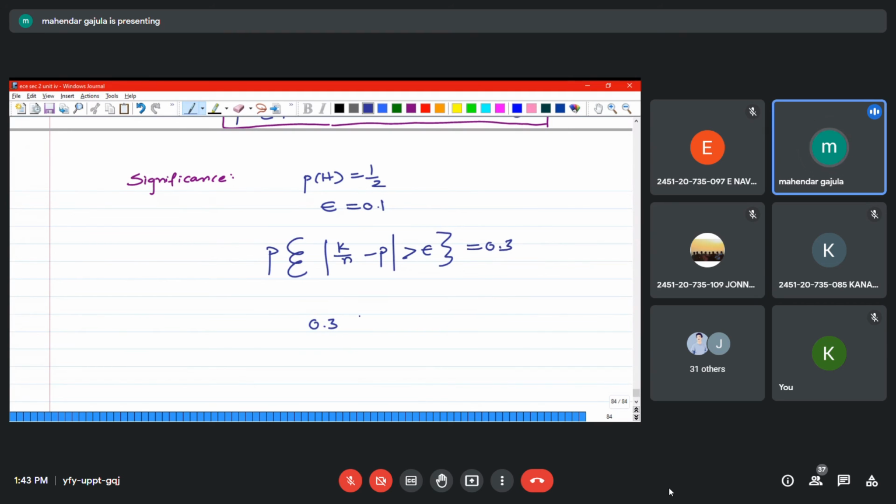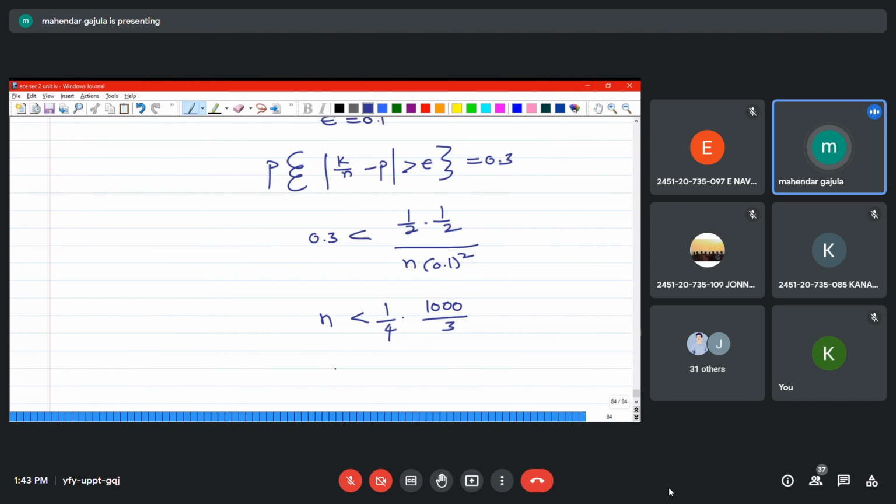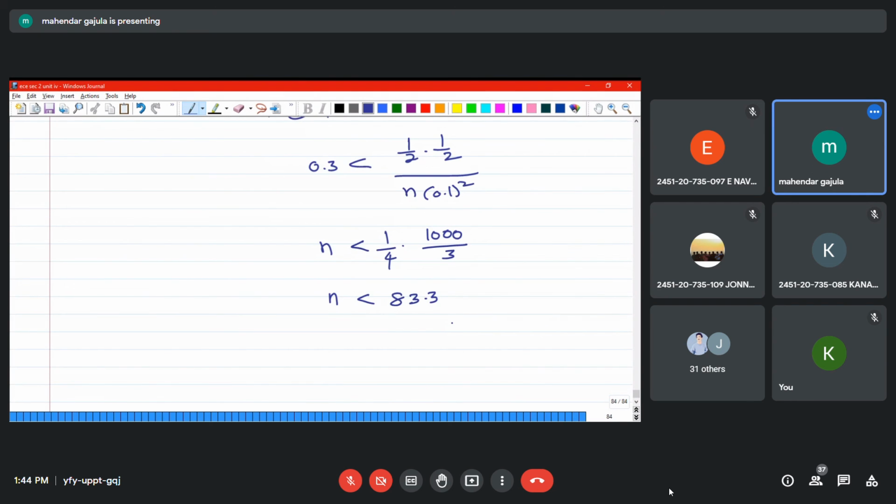So 0.3 is less than pq by n epsilon square. I'm applying the formula: 1/2 into q, which is also 1/2, by n epsilon square, 0.1 square. So n is less than 1/4 of this, 1000 by 3, and n less than, how much is this? 1000 by 12, which is 83.3. So what is the meaning of this? Maximum you can toss 83 times to get the probability of 1/2.